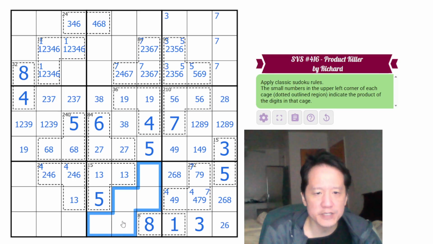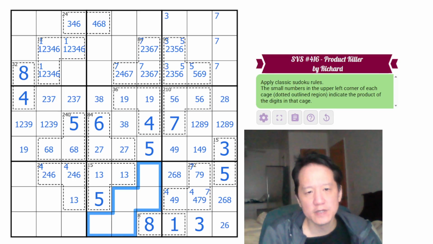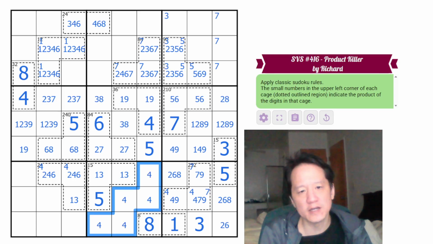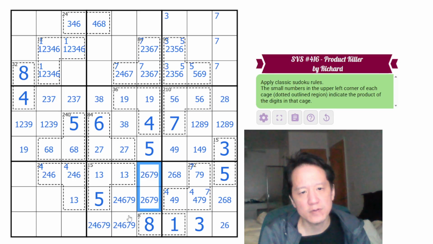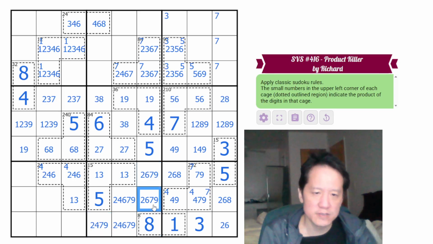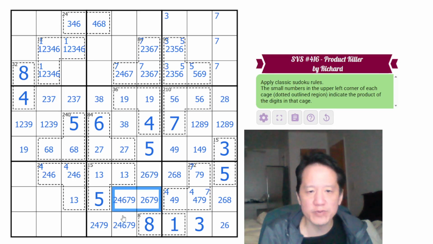What about the remaining digits in box 8? They are 2, 4, 6, 7, and 9. This can't be 4, though. This can't be 6. And this can't be 4. So one of these two is a 4 here.